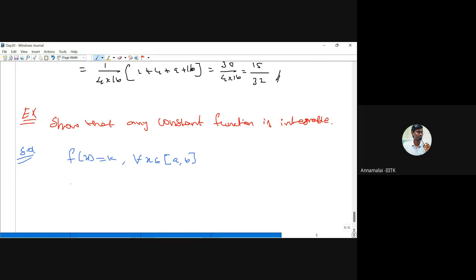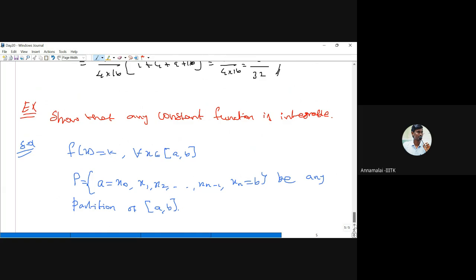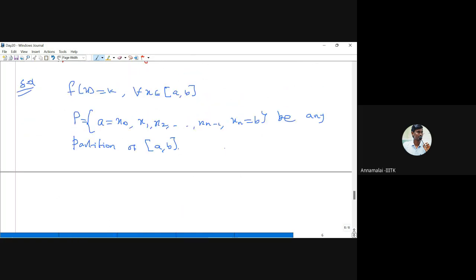Therefore we start with an arbitrary partition. Let P equal x0, which is a, then x1, x2, etc., xn minus 1, comma, xn, which should be b, be any partition of the closed interval a comma b. Now first we have to find the lower sum and upper sum, and then take the infimum and the supremum. Anyway, the minimum value and maximum value are everything k because it is a constant function.